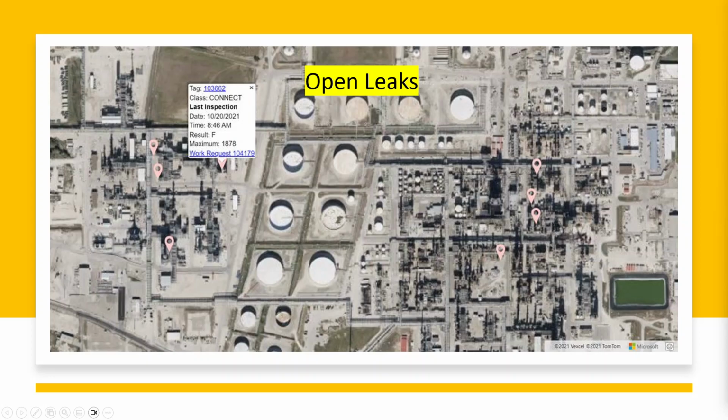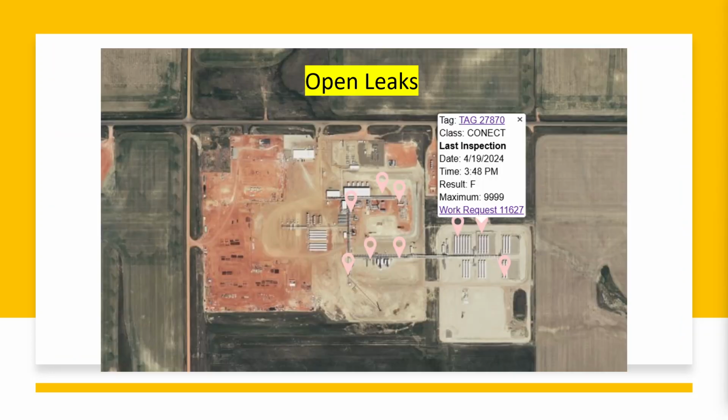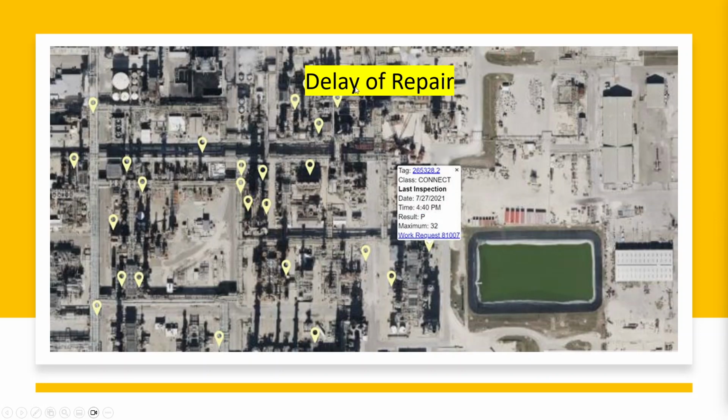I really like this too. Again, you can right click on the component. I'll show you where that's located, but when you open up SkyBridge, over to the left there's a location symbol beside work requests and DOR, delay of repair. This is the open leaks in red. This is delay of repair in yellow. So again, color coded.